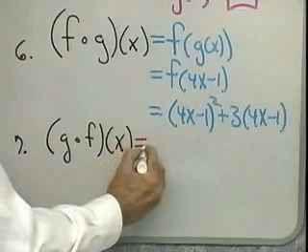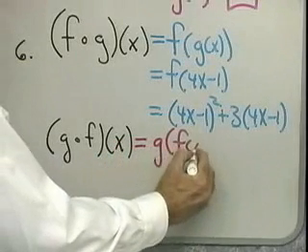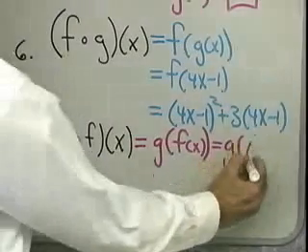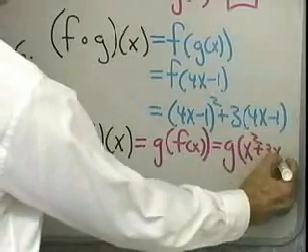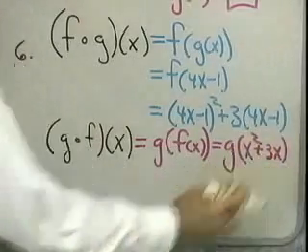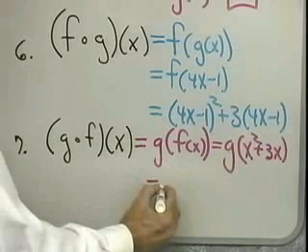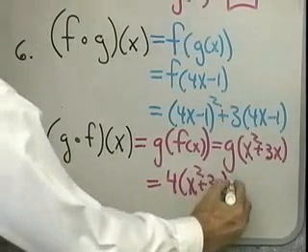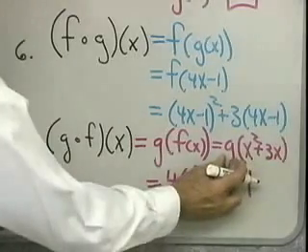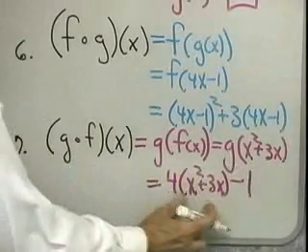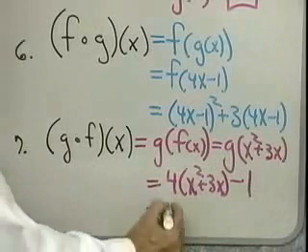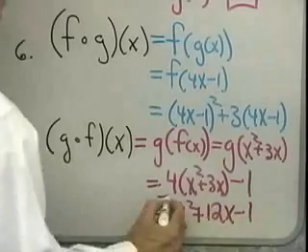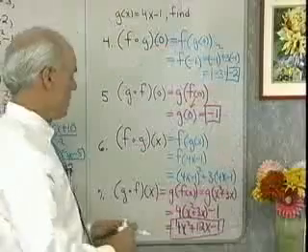That's going to be g of f of x. F of x was given as x squared plus 3x. Well, what g does to anything is multiplies it by 4 and subtracts 1. So this is going to be 4 times (x squared plus 3x) minus 1, because that's the definition for the function g. Whatever's in the parentheses, we multiply it by 4 and subtract 1. So I can finish this one. This will be 4x squared plus 12x minus 1. So there is g composed with f of x.